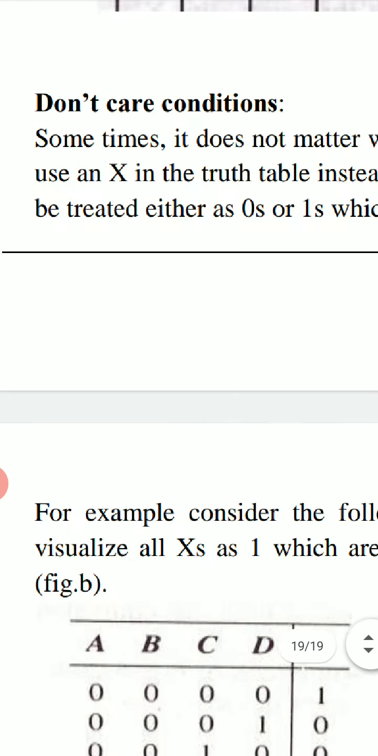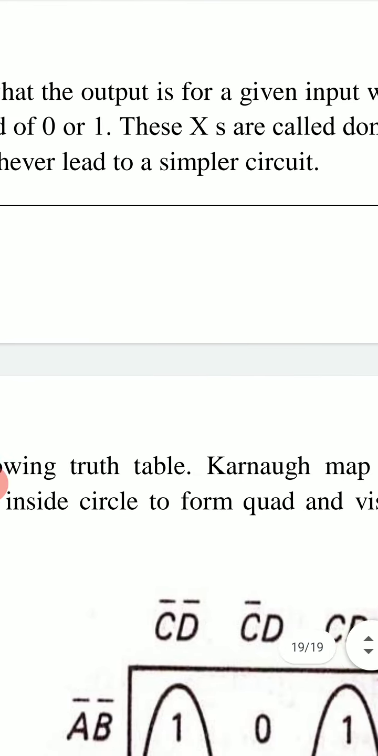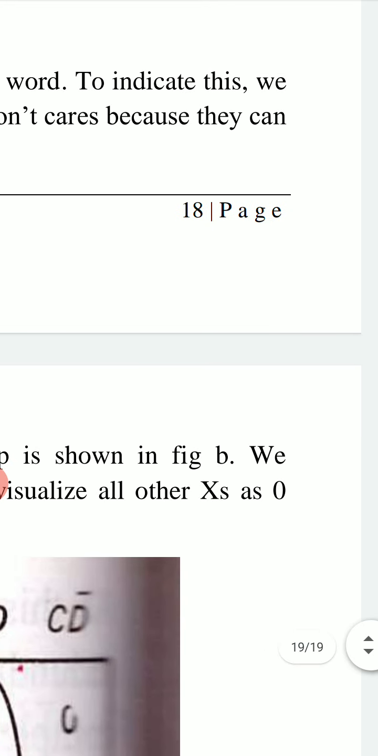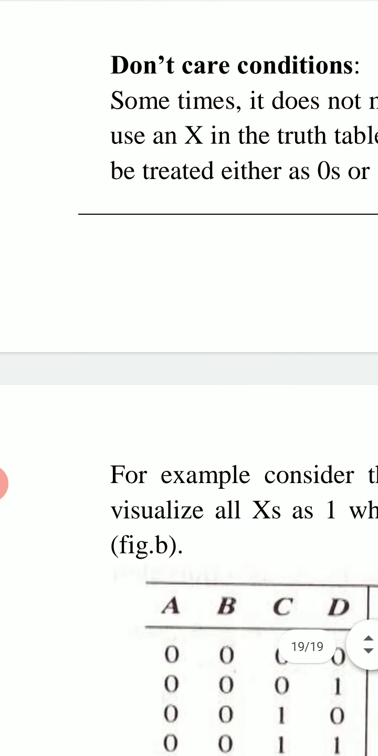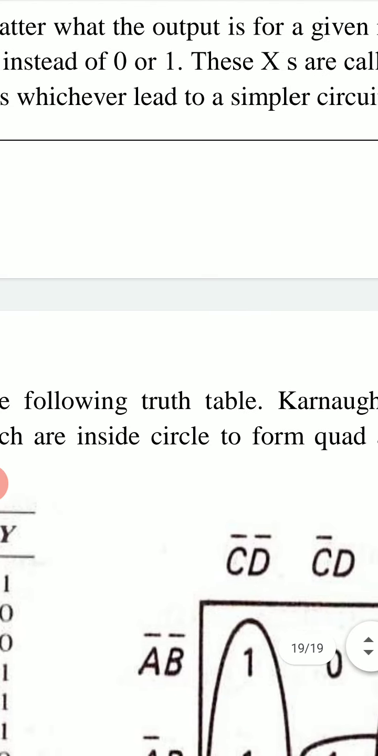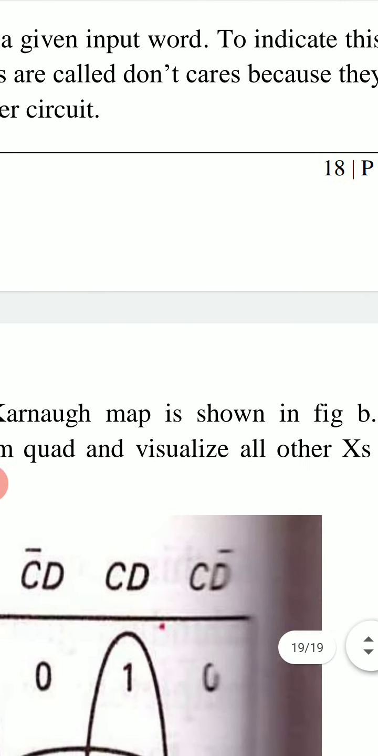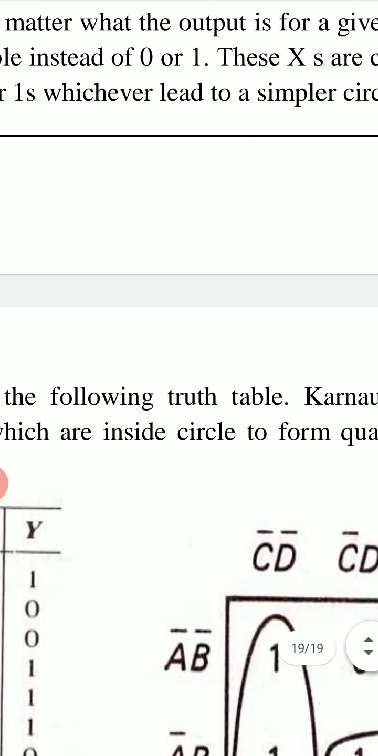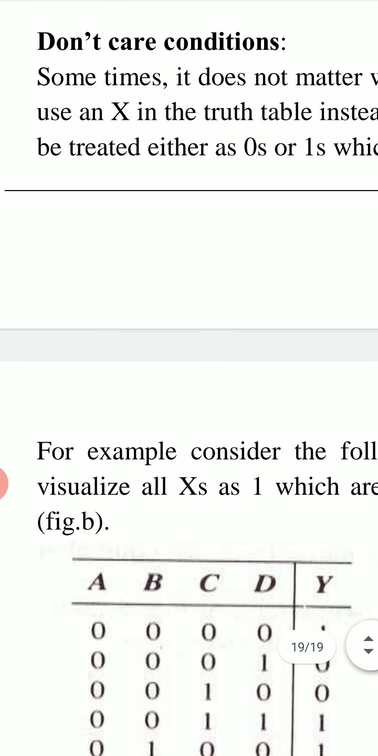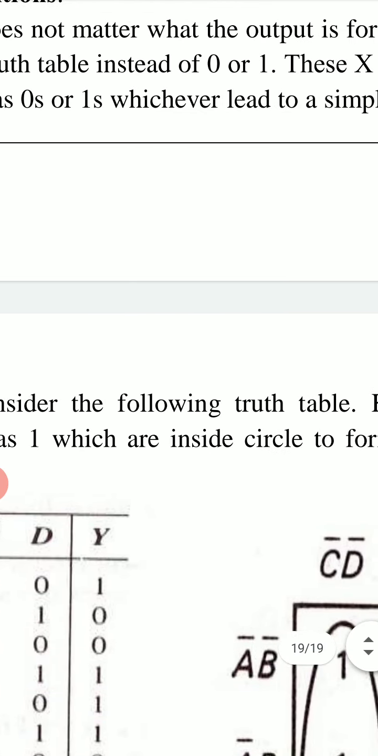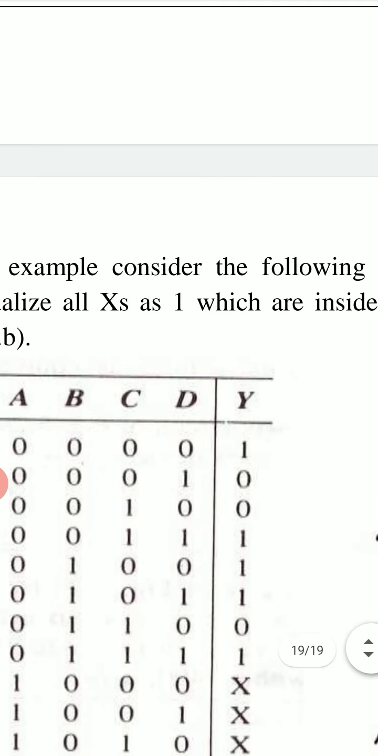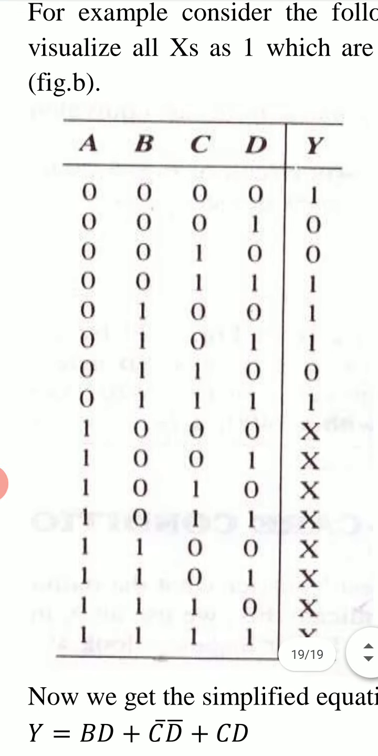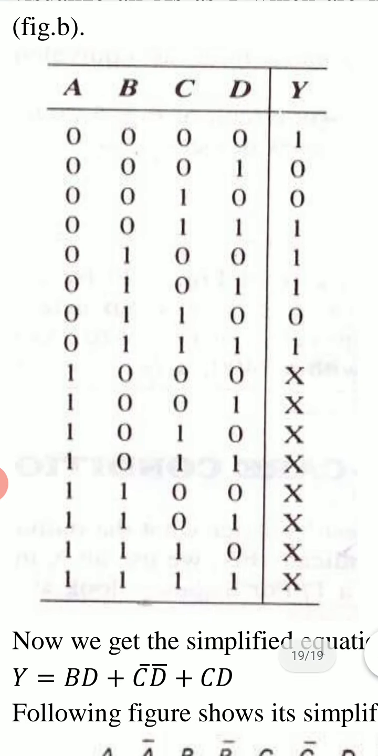Don't care conditions. Sometimes it does not matter what the output is for a given input word. To indicate this, we use an X in the truth table instead of 0 or 1. These X are called don't cares because they can be treated either as zeros or ones, whichever lead to a simpler circuit. For example, if we consider a truth table like this, these X in output Y represent don't cares, which we can use either as 0 or 1s.